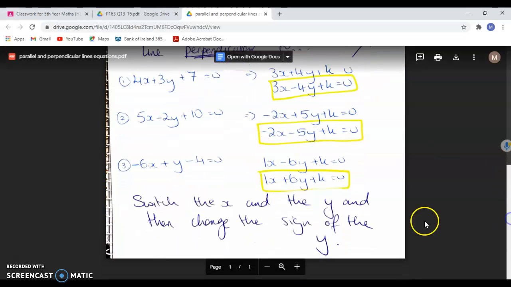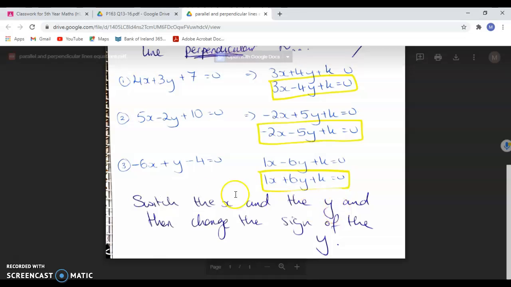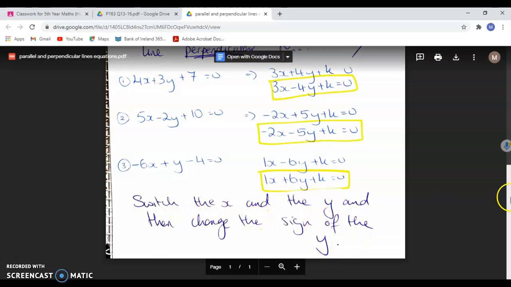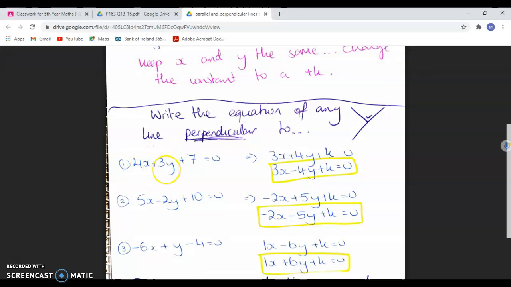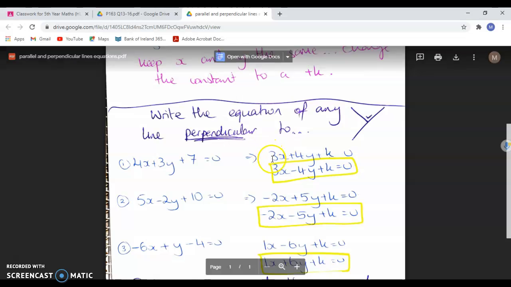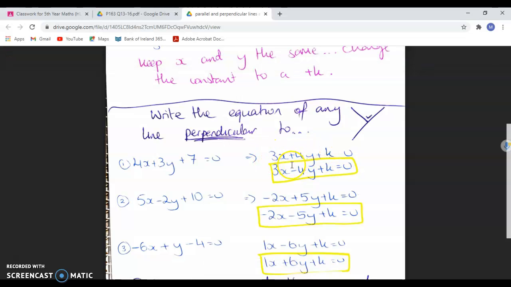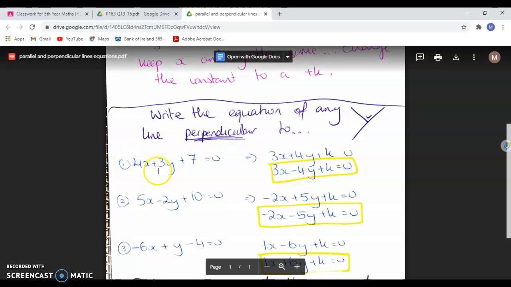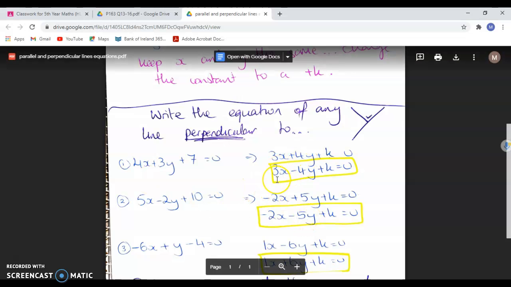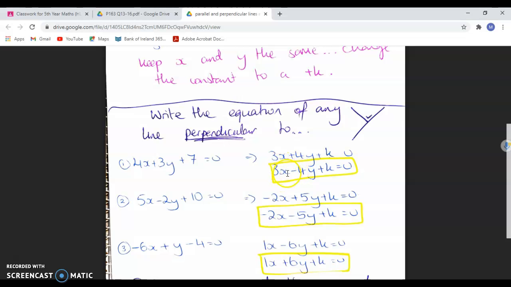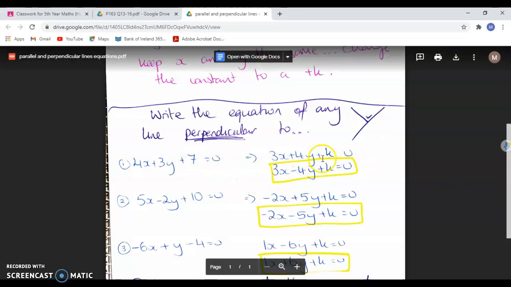Let's have a quick look at the rule. You switch the x and the y numbers and then change the sign of the y. Alright, so I'm swapping the 4 and 3 first of all. So I swap, put my 3 here and my 4 here, and then change the sign of the middle one. So let's just check. What is the slope of this? It's minus the x over the y, which is minus 4 over 3. What is the opposite to minus 4 over 3? It's 3 over 4. Let's see, is that what I have here? So it's minus 3 over minus 4, which is 3 over 4, so I'm correct. And again, change your constant to a plus k.